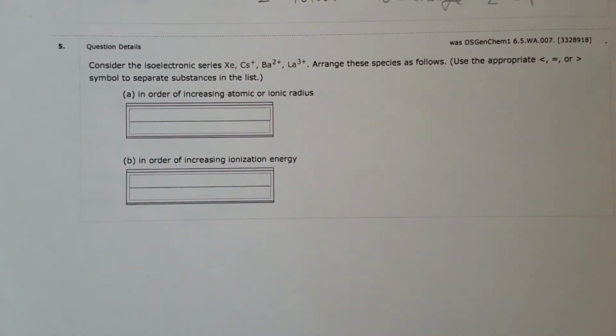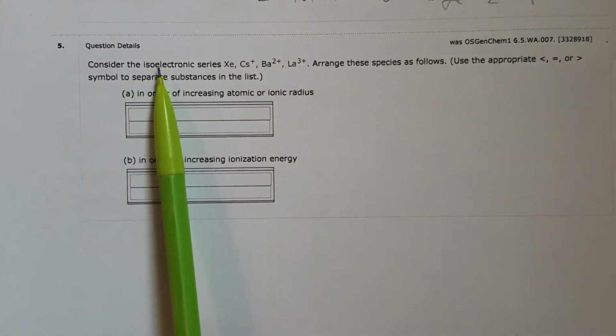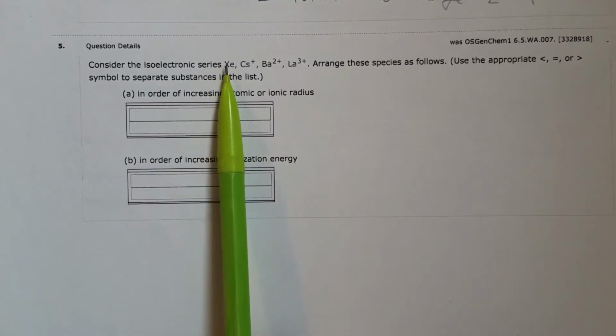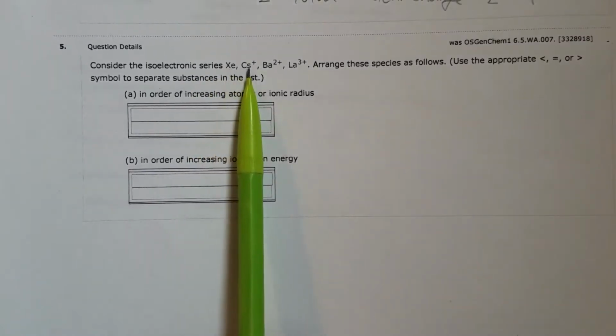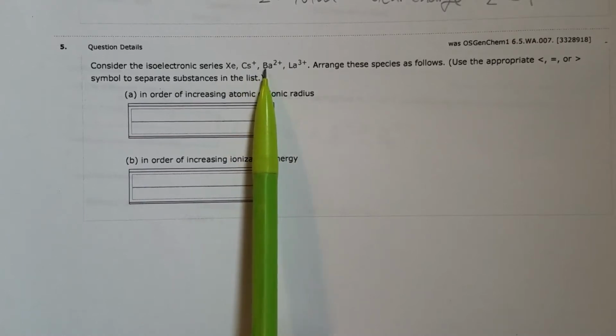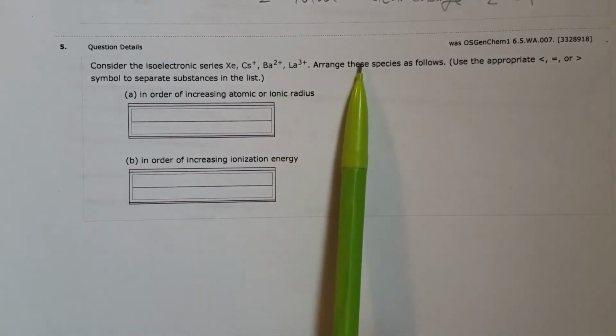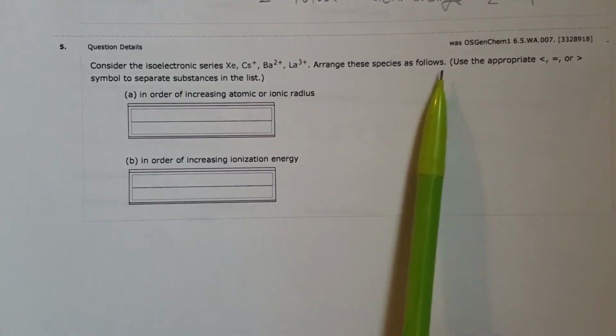This is chapter 6, periodic properties, homework question number 5. Consider the isoelectronic series xenon, cesium ion, barium ion, lithium ion. Arrange these species as follows.